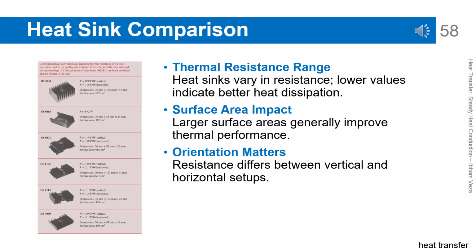Heat sink comparison. Different heat sinks have different thermal resistance values. A lower resistance value indicates better heat dissipation capability. A larger surface area generally improves cooling performance. Installation orientation, such as vertical or horizontal, also affects convective performance. Therefore, heat sink selection must consider geometry and installation conditions.